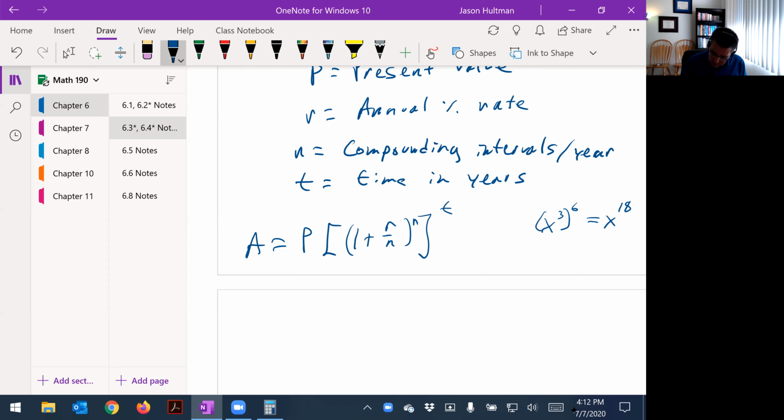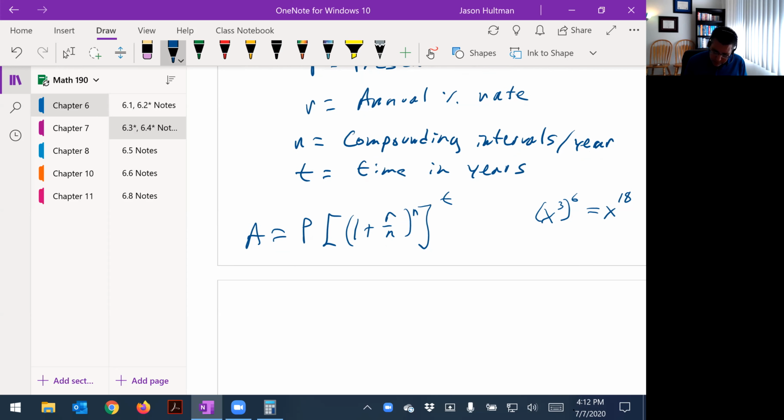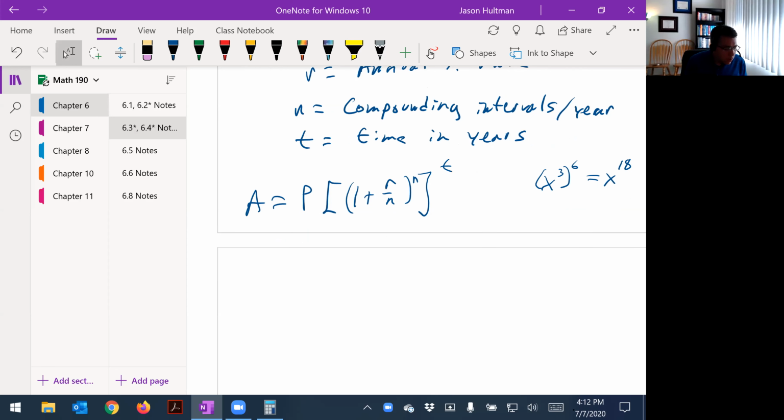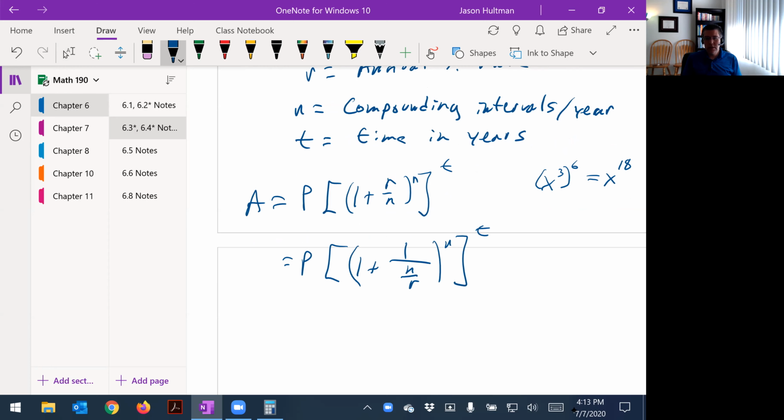Okay, sounds good. Now I'm going to rewrite the R over N in a special way. This equals P times 1 plus 1 over N over R. Are you okay with that? Didn't do anything too scary. Does that make sense? Just take the reciprocal of that and put it down below. 1 over N over R.